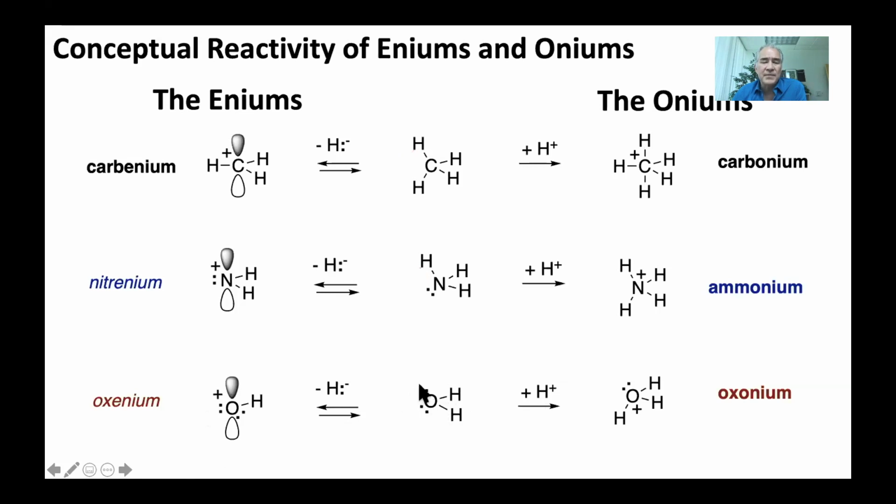You take water, it's got lone pairs, you attack a proton or a proton source, and you get an oxonium ion. Right? This oxonium is the general class of molecules that hydronium fits in. If you take ammonia and you protonate the ammonia using the lone pair, you'll get an ammonium ion.